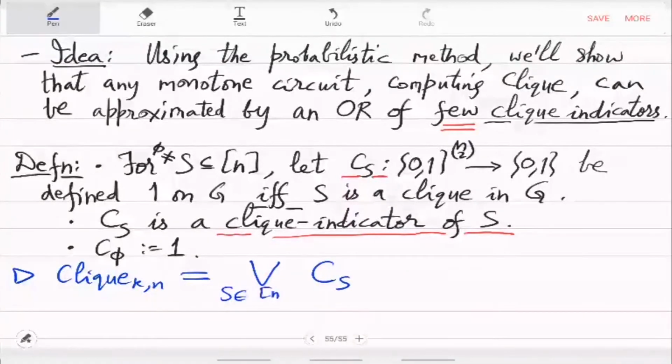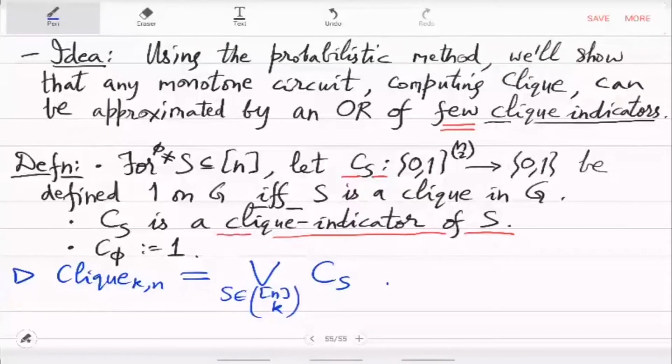Right, so this follows from the definition of clique, because clique Kn will be 1 if and only if there is a k clique. If there is a k clique, then there would be a subset of k vertices, and that would be S. So Cs will be 1, and it's an OR. So if one of these Cs is 1, the answer is 1. Right, so this follows from the definition.